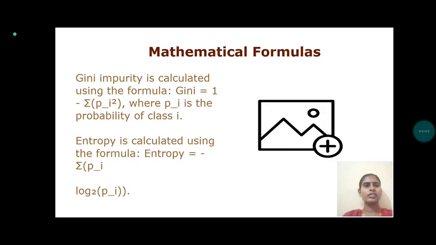Next we will have the mathematical formulas. First one, Gini impurity is calculated using the formula: Gini equals 1 minus sigma pi squared, where pi is the probability of the class i. Here i is the class. And second one, entropy is calculated using the formula: entropy equals minus sigma pi times log 2 of pi.